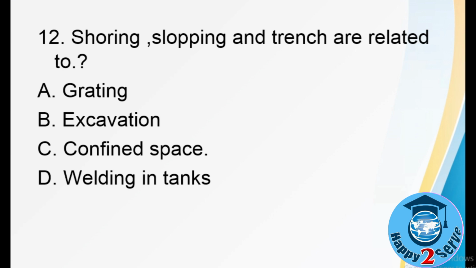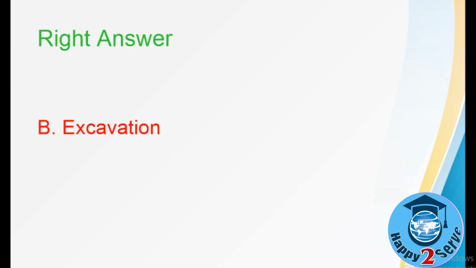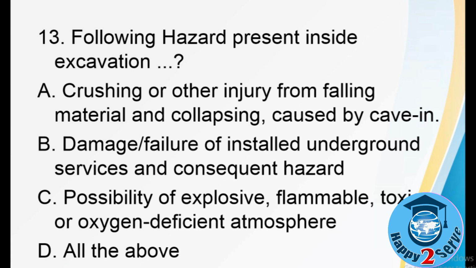12. Shoring, sloping, and trench are related to? A. Grating. B. Excavation. C. Confined space. D. Welding in tanks. Right answer: B. Excavation.